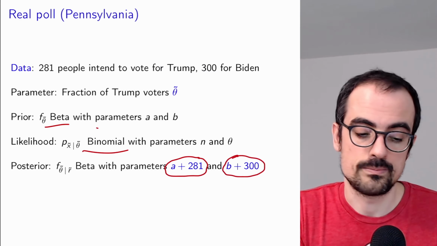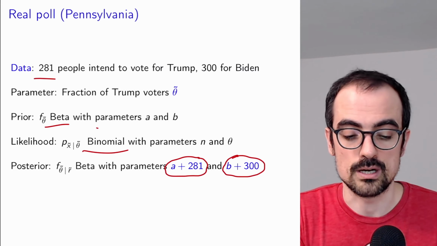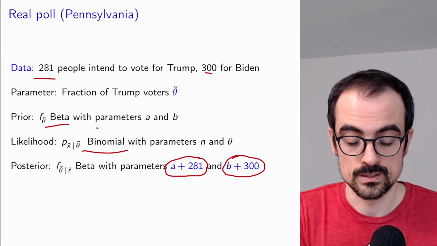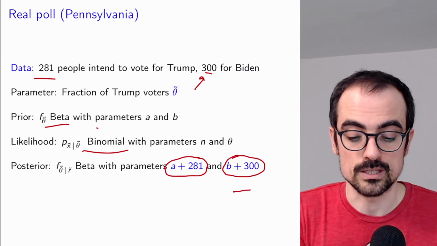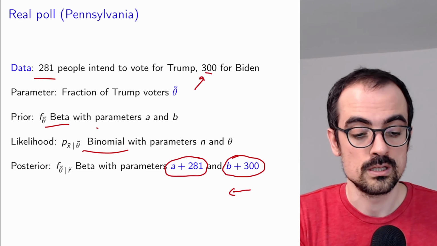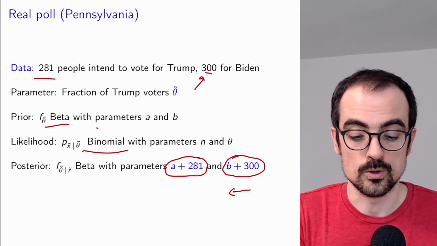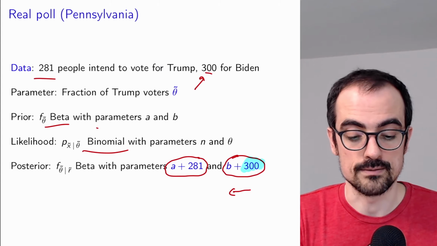Here, positive values, I chose it to be Trump, and negative, I chose it to be Biden. So this is why basically the distribution is being shifted more towards the left, right? Because in this instance, there were more votes for Biden than for Trump.